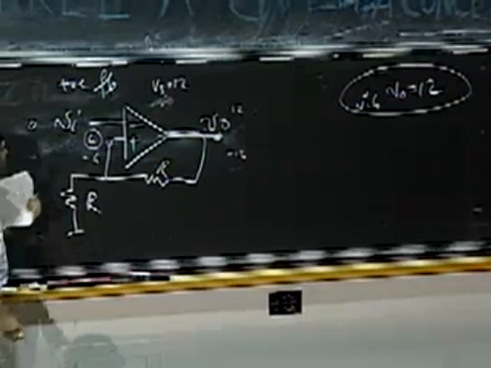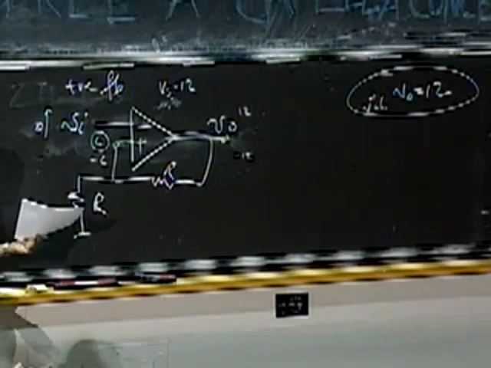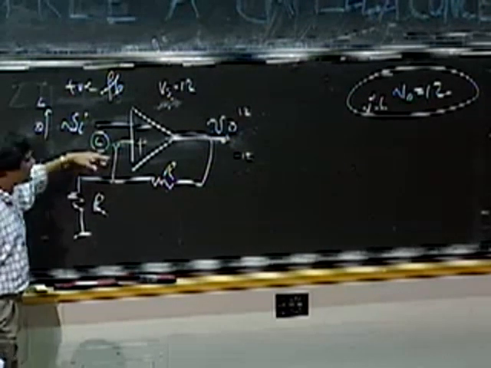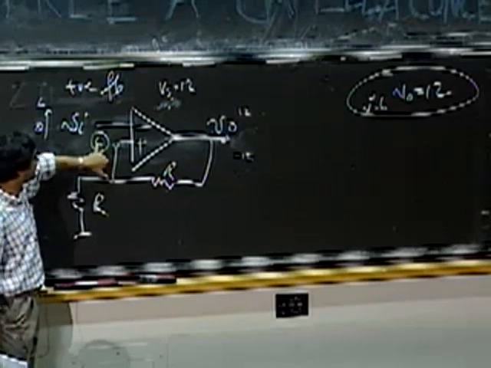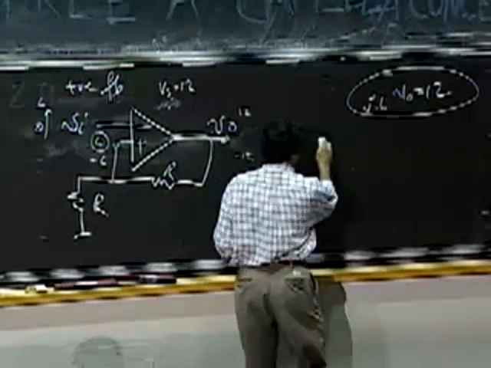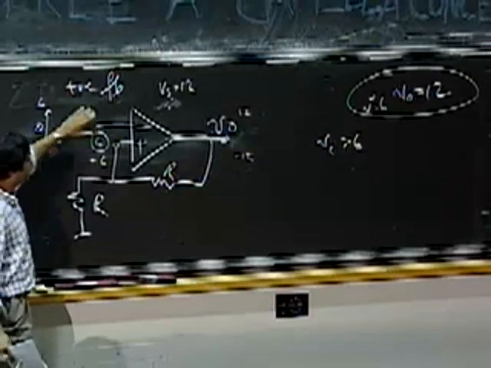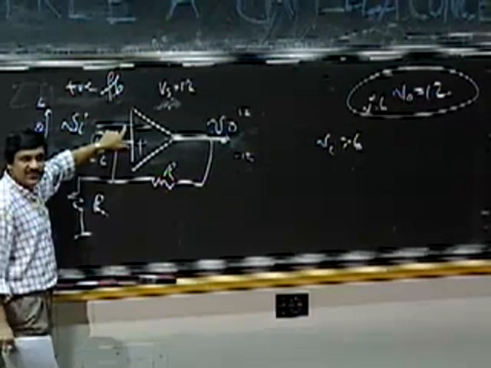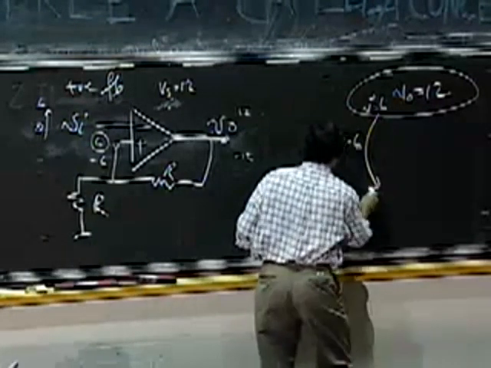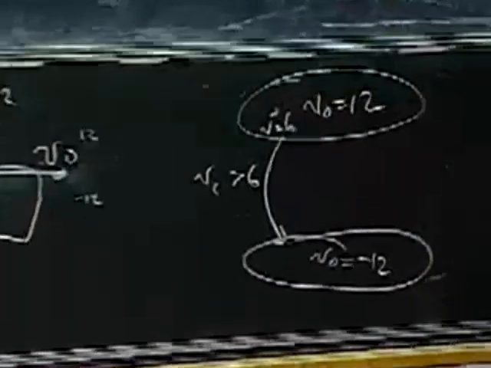Let's say V in increases. As V in begins to increase, what happens? Well, nothing, until V in reaches 6 volts. Since this is 6, V in has to go up to 6 volts, has to equal this voltage before I can flip the circuit. So what happens when V in goes above 6? Then I have more voltage on the negative terminal than the positive, and so the op-amp flips its state, and V naught gets to minus 12 volts.